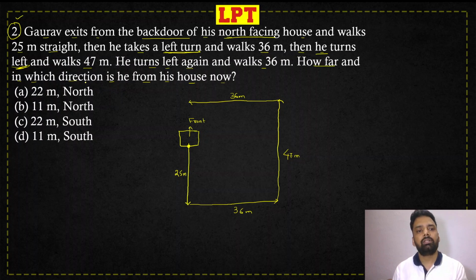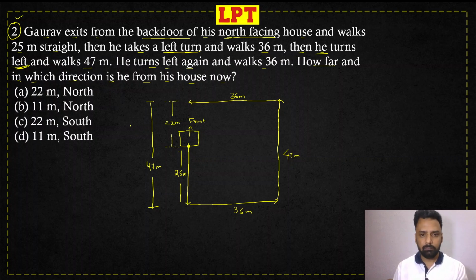My question is how far and in which direction is he from his house now? See, we have to find out with respect to the house. तो अब distance अगर देखते हैं हम house के बीच में, तो it is 25. Okay, this total distance is 47, from here parallel to this. Up to this part it is 25 because he went from the south. So this distance will be 47 minus 25, 22 meter.